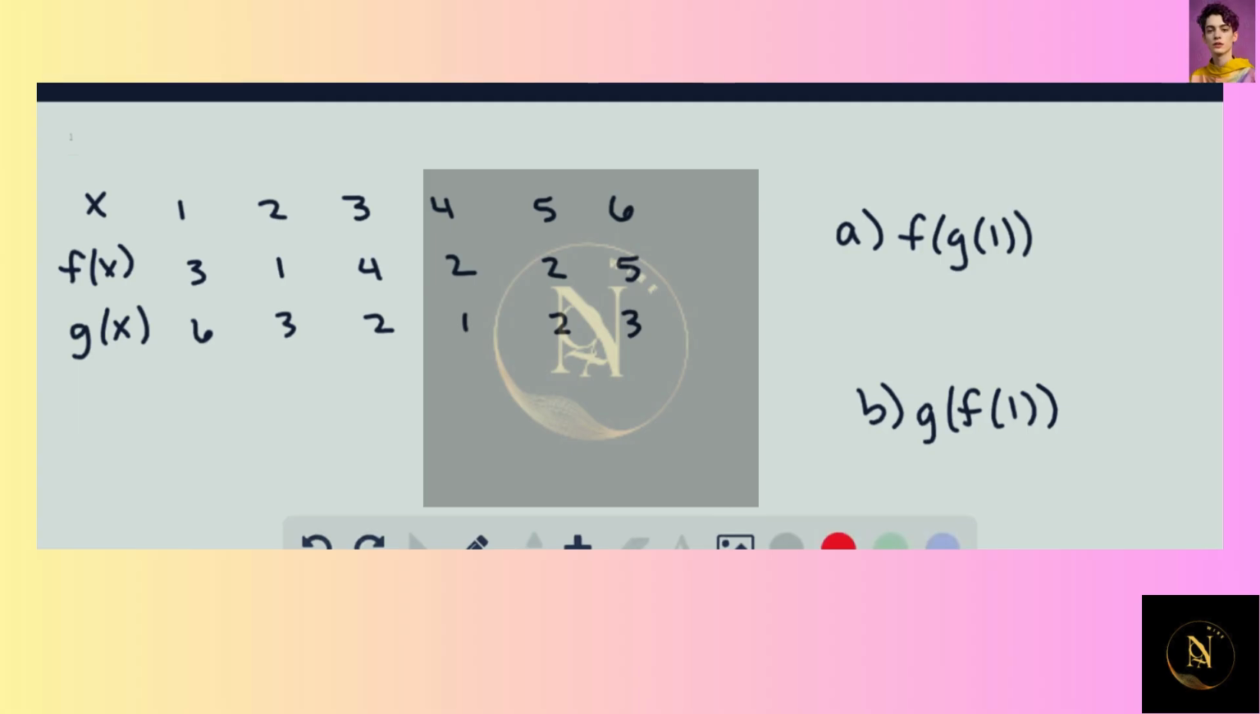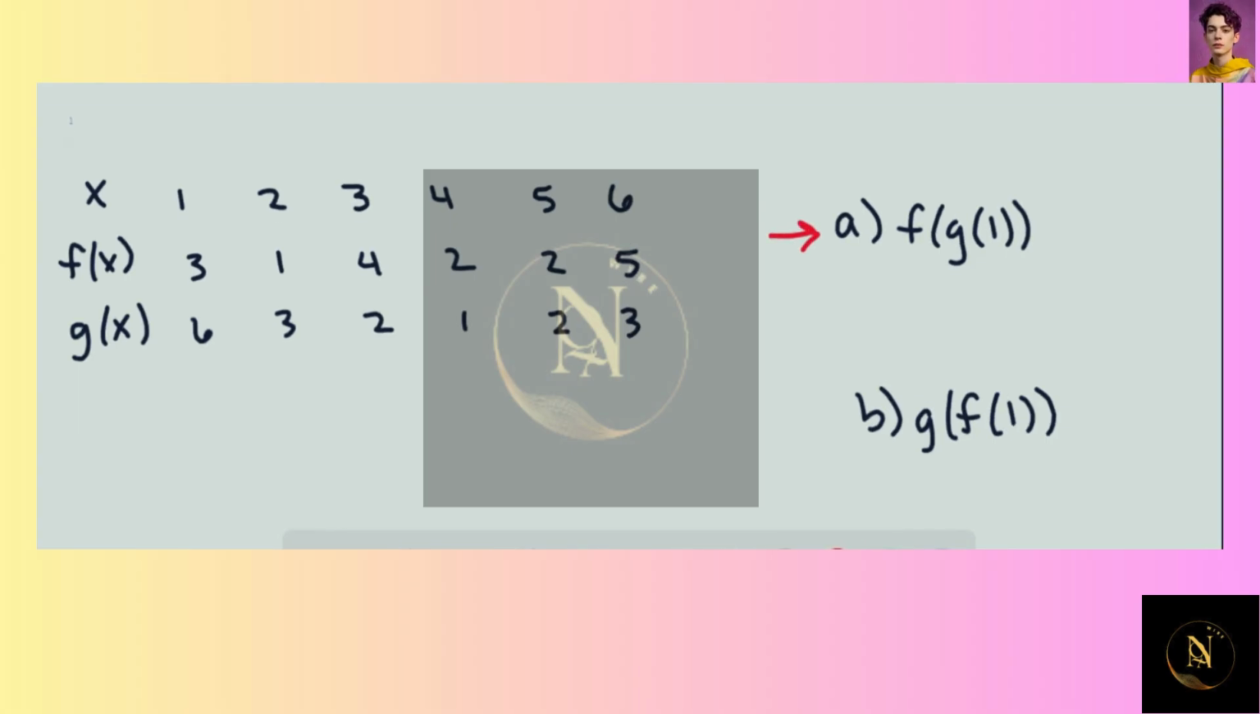Let's use the table to find f of g of 1. So first we're going to find g of 1. So we use the g row and the 1 column, and we find that g of 1 is 6. So let's replace g of 1 with 6, and now we're looking for f of 6. So let's use the 6 column and the f row, and f of 6 is 5. So the answer is 5.